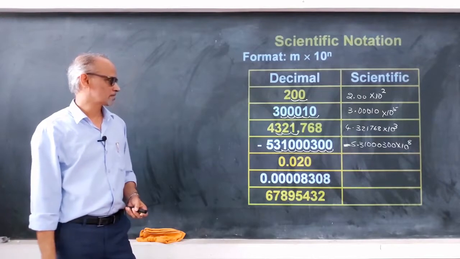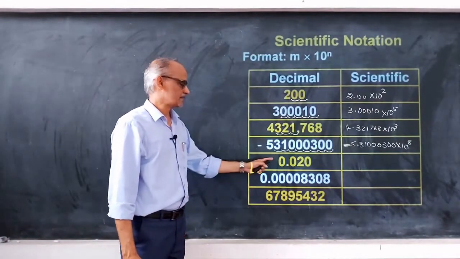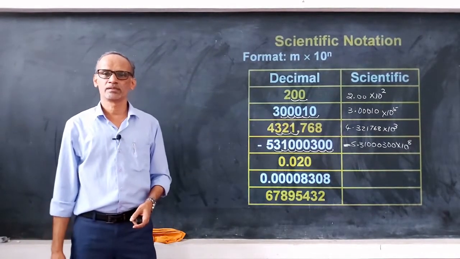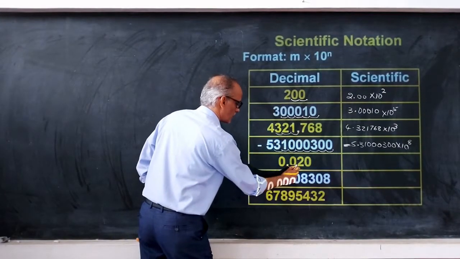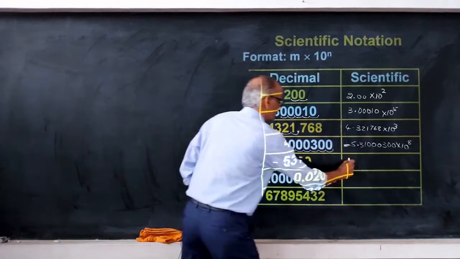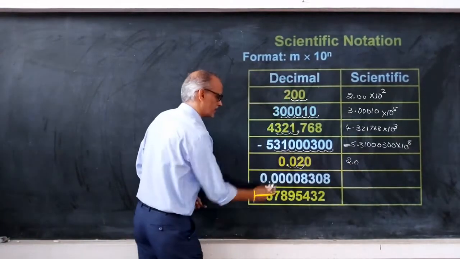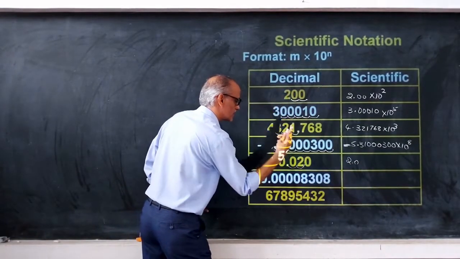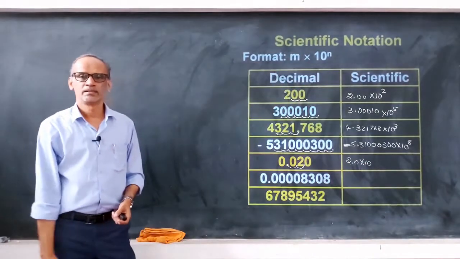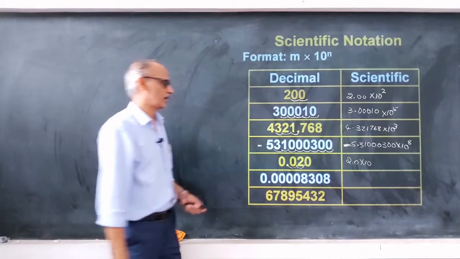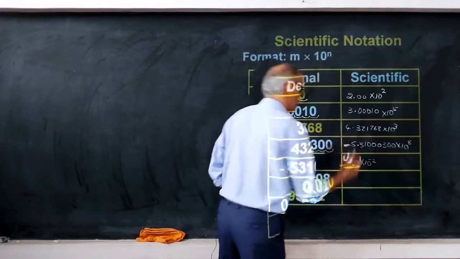Are you following, students? Okay. Now we have next number which is lesser than 1. Check. Lesser than 1. So shift it to the right. 1 and then 2. So write it as 2.0 and then by how many digits we have shifted? By 2. So 10 raised to the power. Now what I need to write? Is it a number lesser than 1? Yes. So we have to write negative, minus 2.